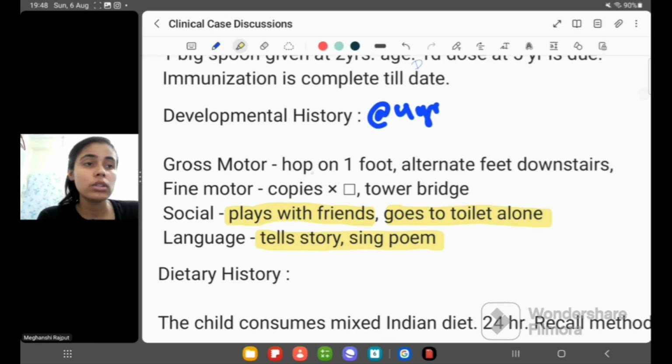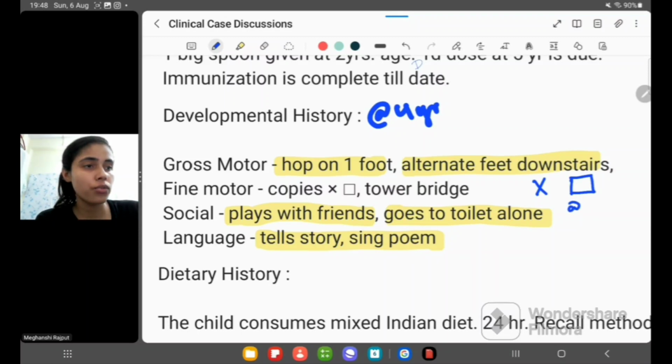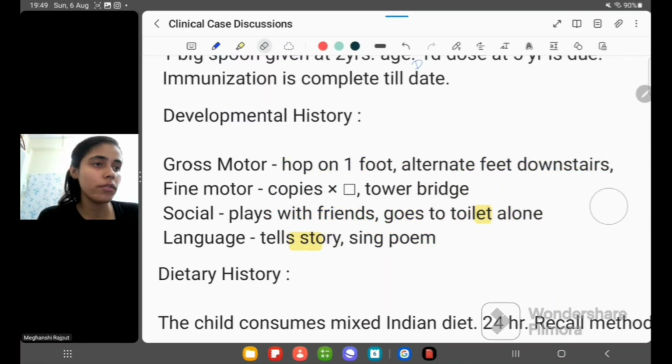Then for gross motor, you need to just ask if the child is able to use alternate feet while climbing downstairs. If the child is able to hop on one foot, the gross motor is fine. For fine motor, you give the child a pen or a pencil and ask him to draw a cross, or a square. It's easy to remember because at 4 years the child should be able to draw the four sides of a square. Clear? Then let's discuss developmental history in a bit more detail according to the different age groups.